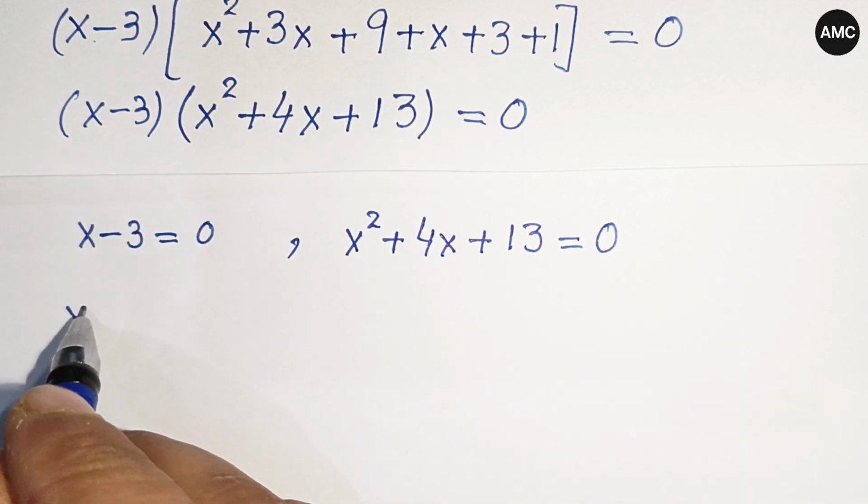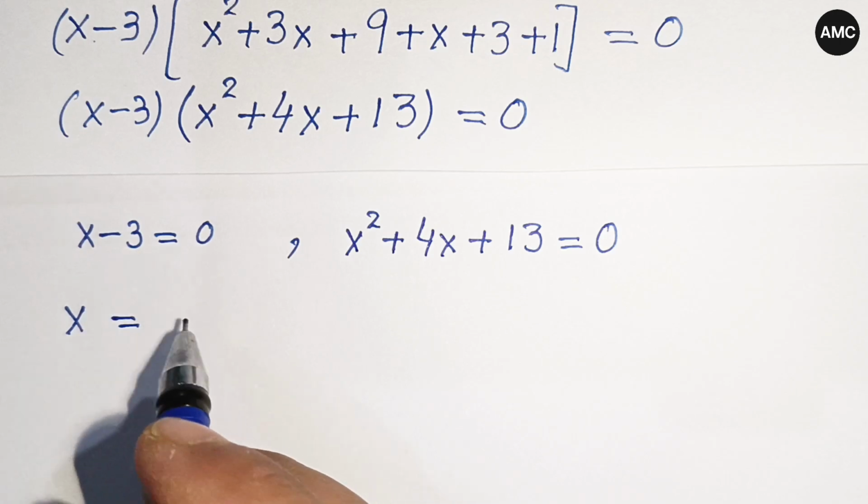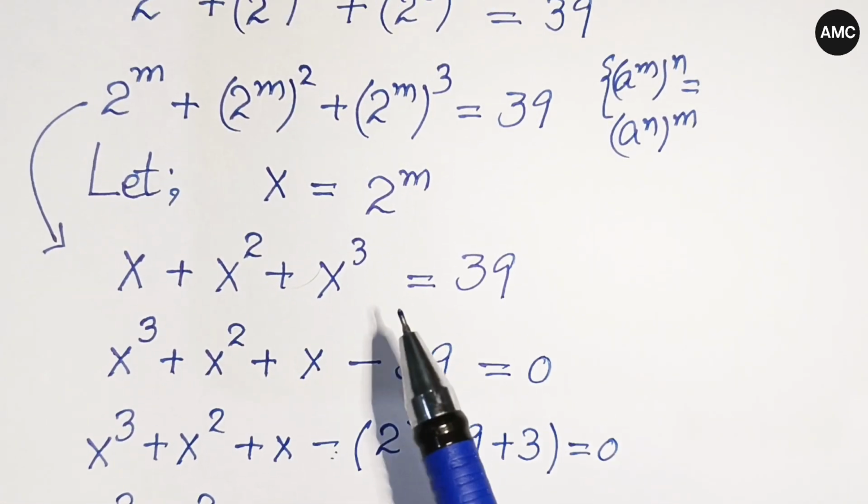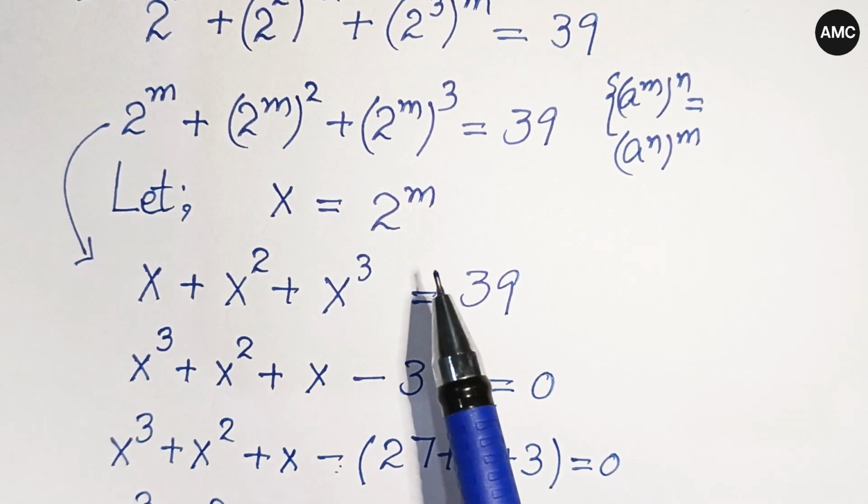Now here x is equal to minus 3 will be plus 3, so we get the value of x which is 3. But we know that, as we have supposed that x is equal to 2 to the power m, x is equal to 2 to the power m.